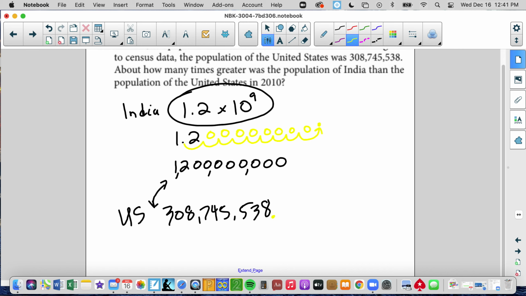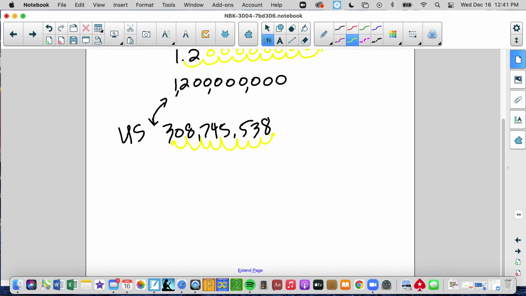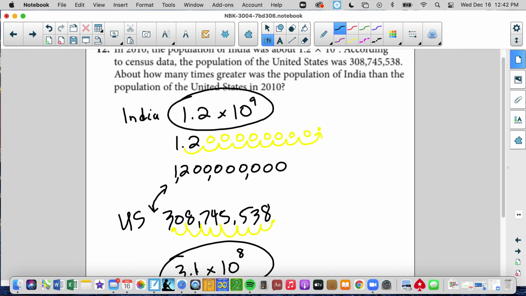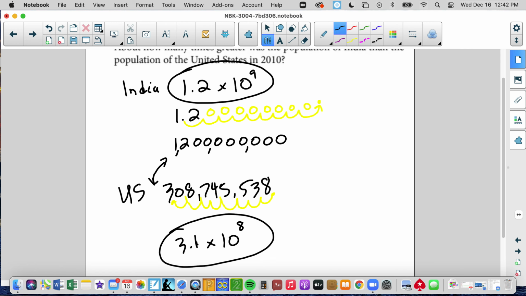So our decimal point is here, 1, 2, 3, 4, 5, 6, 7, 8, because I need it between 1 and 10. So you get 3.0, we'll say 9. Let's even do 3.1 times 10 to the 8th, I think we did. So this is your scientific notation for the US population, and that's for India.